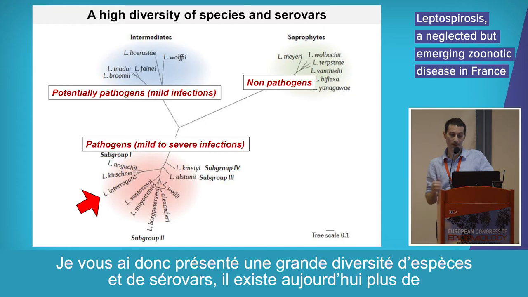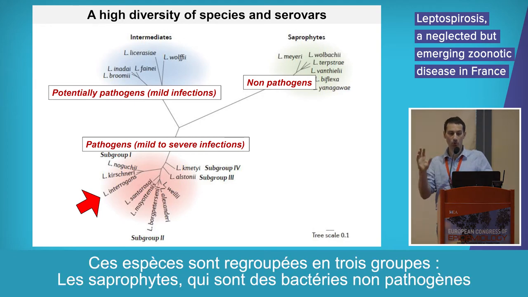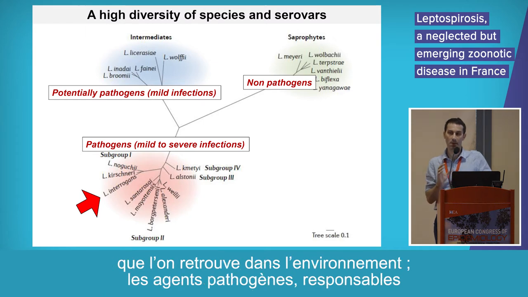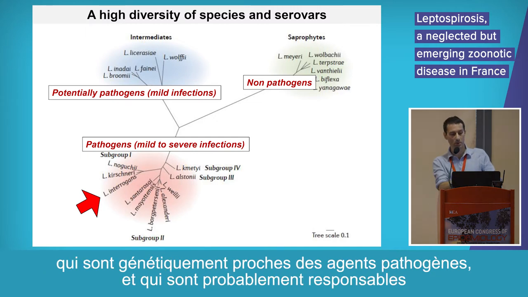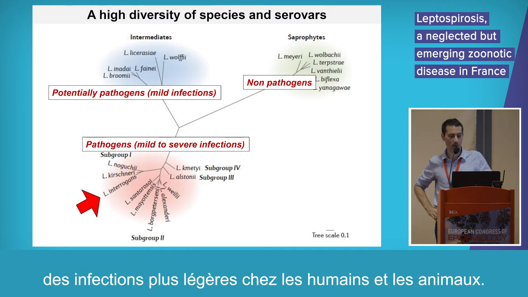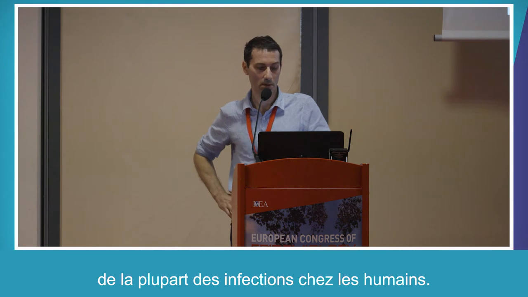So, as I told you, there's a high diversity of species and serovars. Today there are more than 20 species that have been described. These species are clustered in three different groups. The saprophytes, which are non-pathogenic bacteria found in the environment. The pathogens, which are responsible for the most severe infections in humans and in animals. And a third group called intermediates, which are phylogenetically closely related to the pathogens, and are probably responsible for milder infections in humans and in animals. Here, the red arrow indicates Leptospira interrogans, which is probably the species responsible for the most severe infections in humans.